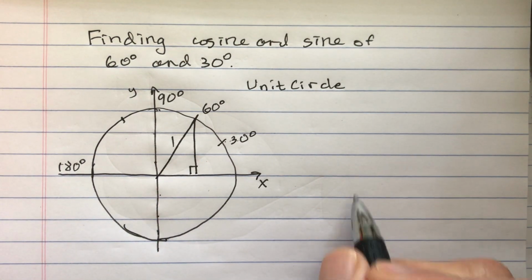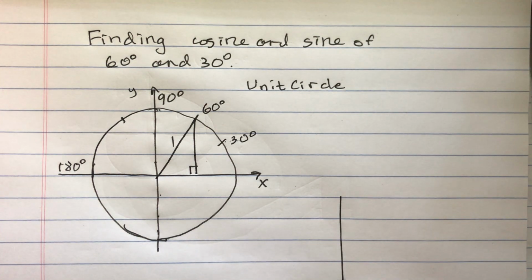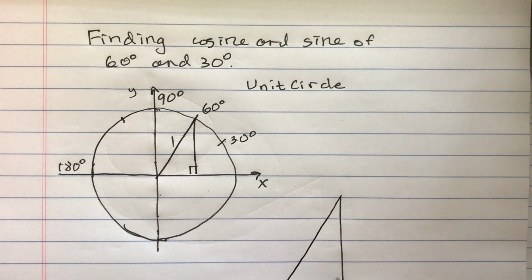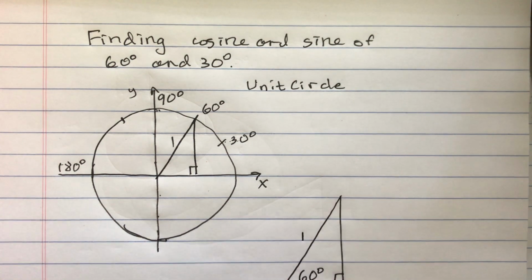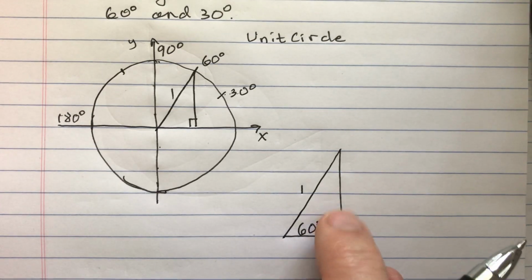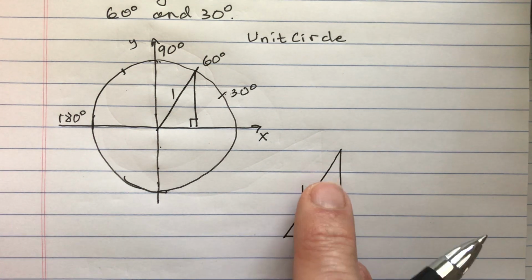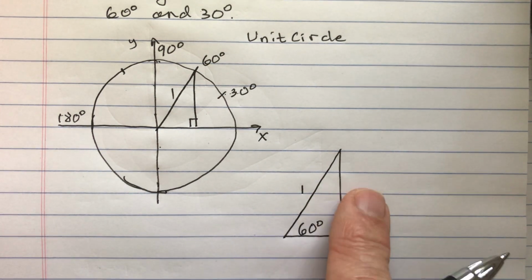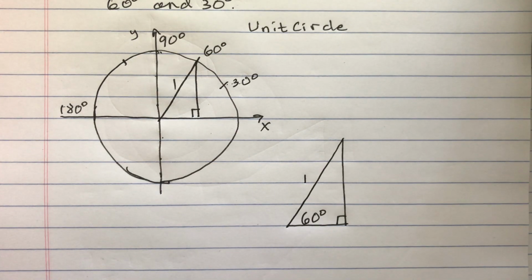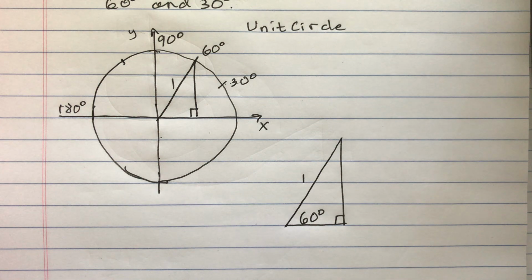So what I'm going to do is copy and paste and put this triangle over here like that. Now, just by using the Pythagorean Theorem, if the hypotenuse is 1, I can find the other two sides. Well, it's not just the Pythagorean Theorem, it's a little bit more.